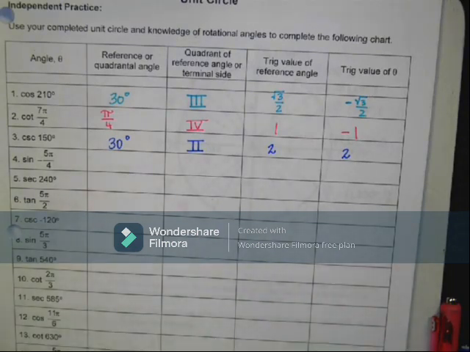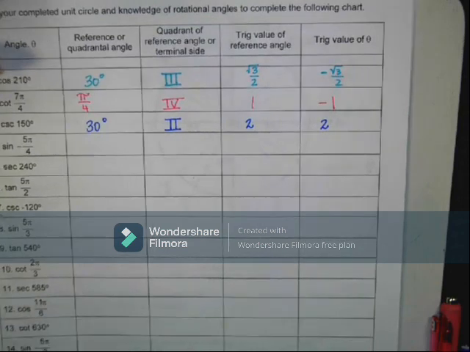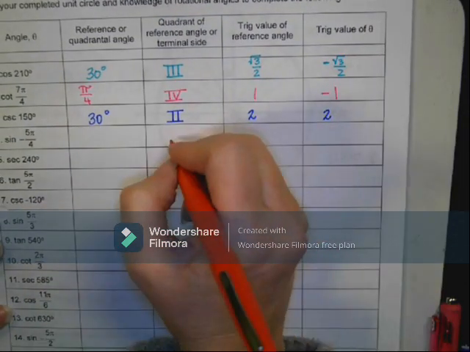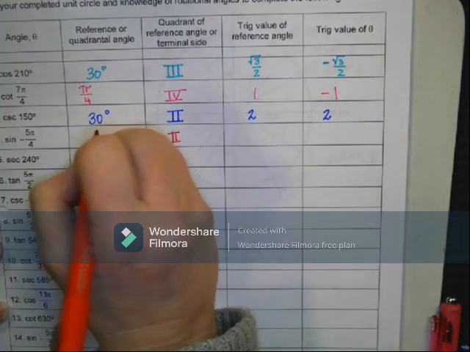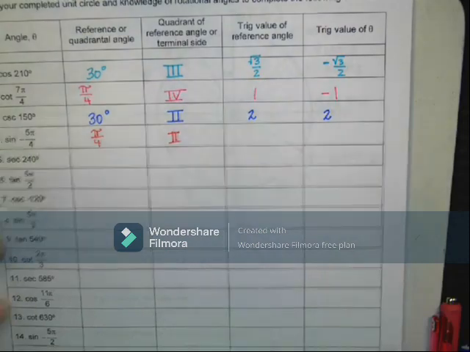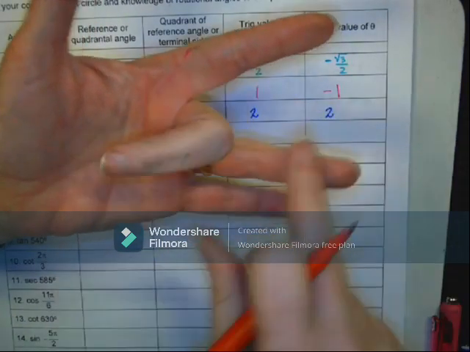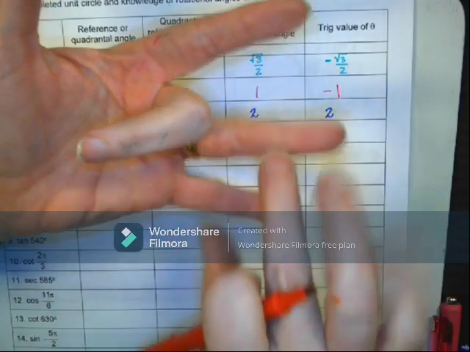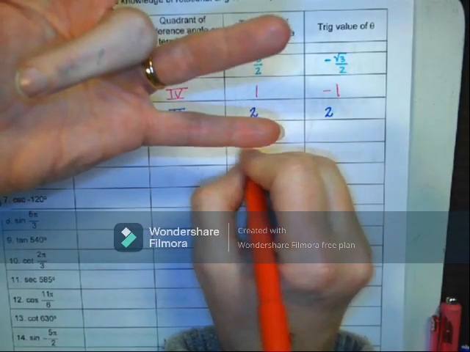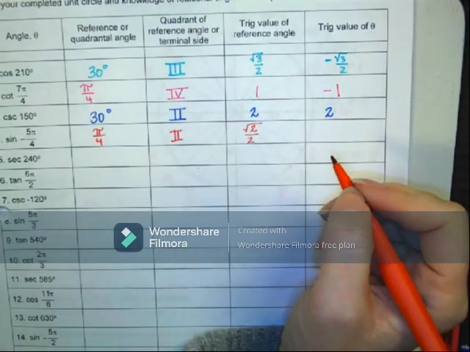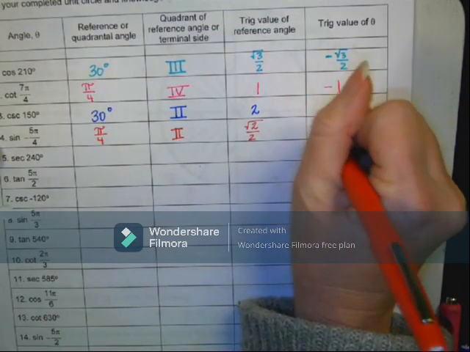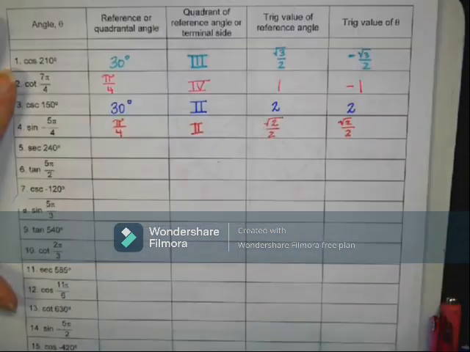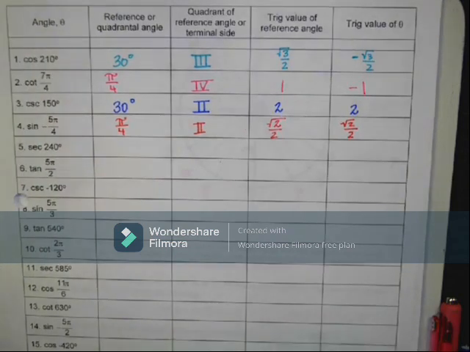Negative 5 pi over 4. So what quadrant are we in if we've got negative 5 pi over 4? 2. Okay. Because it's negative, so you start backwards. Your reference angle is pi over 4. Left hand trick this, that's your forefinger, fold that in. Sine is your y values, so it's these two. So it's 2 fingers, divided by 2, take the square root at the top. In quadrant 2, sine is positive, so it's square root of 2 over 2.